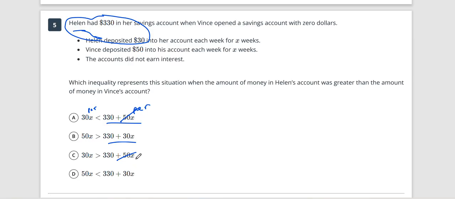These two are right. Now the part we're saying deposited each week. So you're going to have that part for Helen. You're going to have the 30x, and that has a 30x, and that has a 30x. So far we're good. Okay, so far I'm looking at that. Looks good. So initially, what she had? She had 330 in her savings when Vince opened up his savings account with $0. Helen deposited 30 into her account. So it's starting off at 330, and then it's going up.